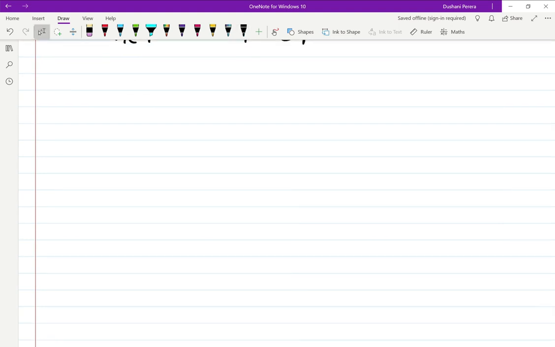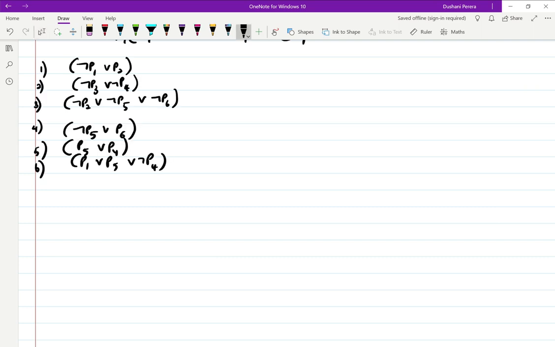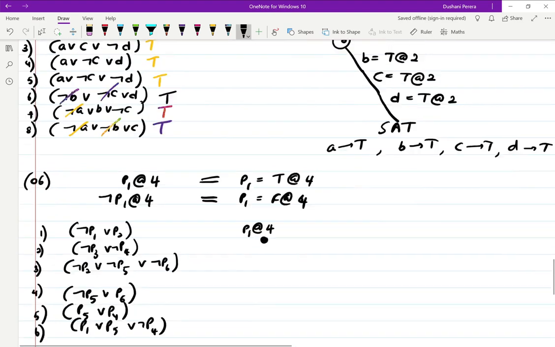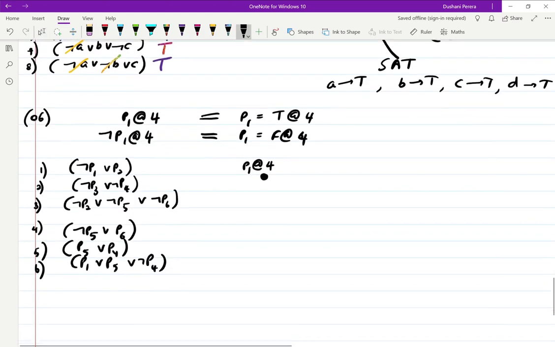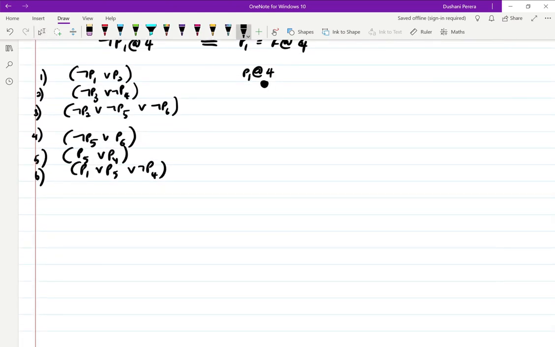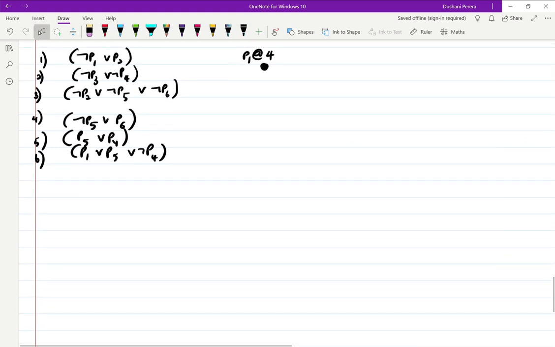Let's take down our expressions first because it's easy once we take them down. Okay, so these are the clauses we have. So they have given us that P1 is true at decision level 4. So in this type of graphs, let's follow an easy format. Let's say P1 at 4. So this symbolizes the node, just like here we drew circles around it. Here we draw a colored circle. So P1 is true at 4, decision level 4.